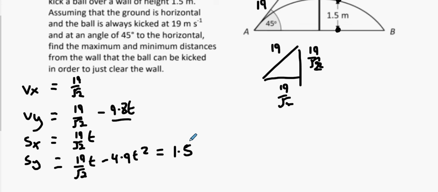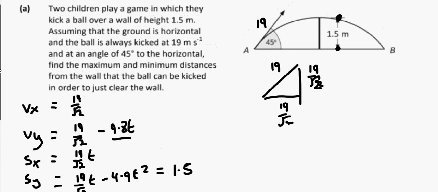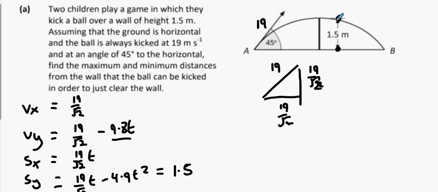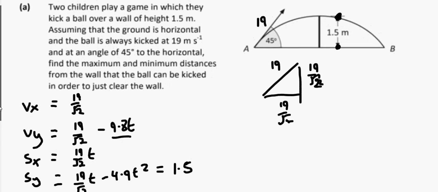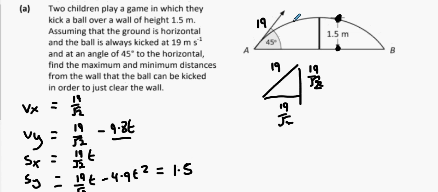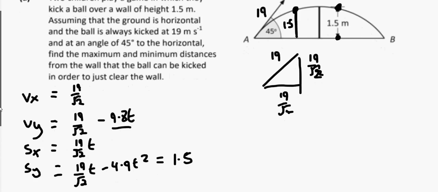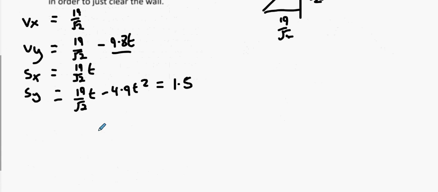Okay, so we have an Sy value of 1.5, and what is the time it takes for it to reach a height of 1.5 is what we're going to figure out. Now there should be two times. There should be a time on the way up where it's 1.5, and then a time on the way down where it's 1.5. So we're expecting two times here. Bit of a messy equation if I'm being honest, but we'll give it a go.